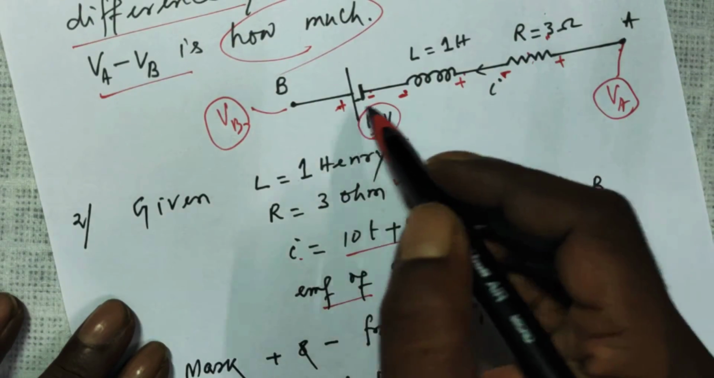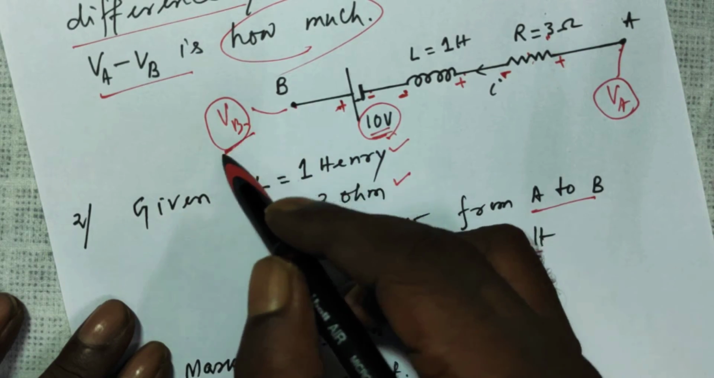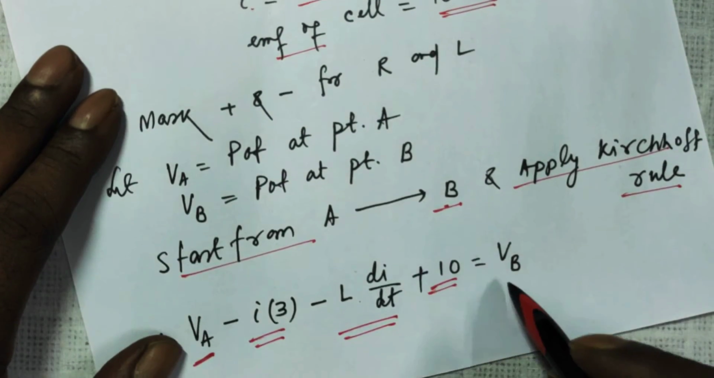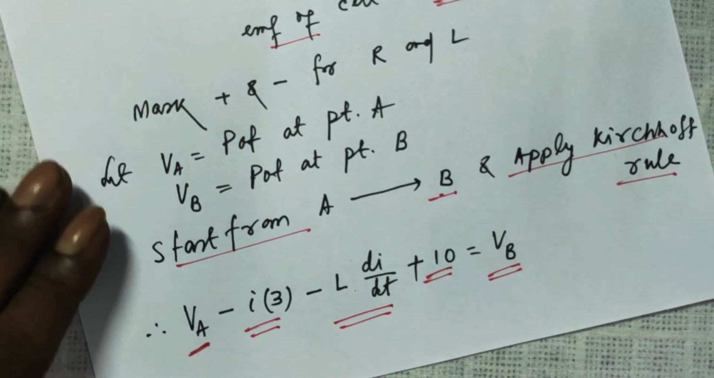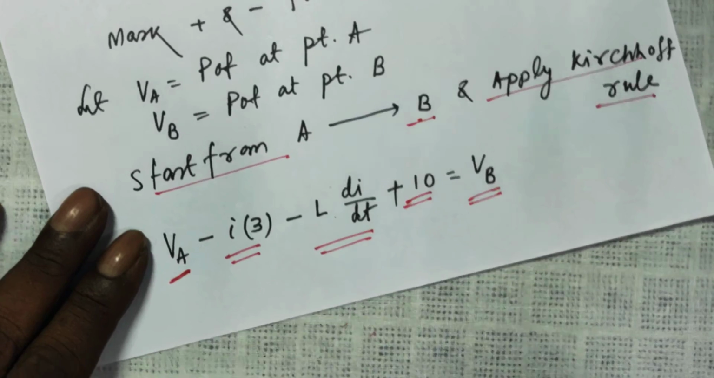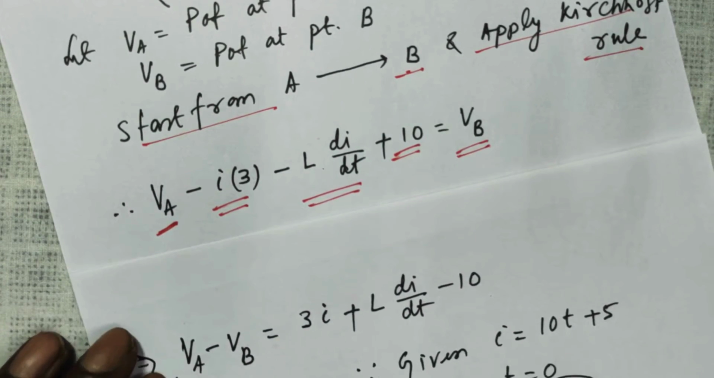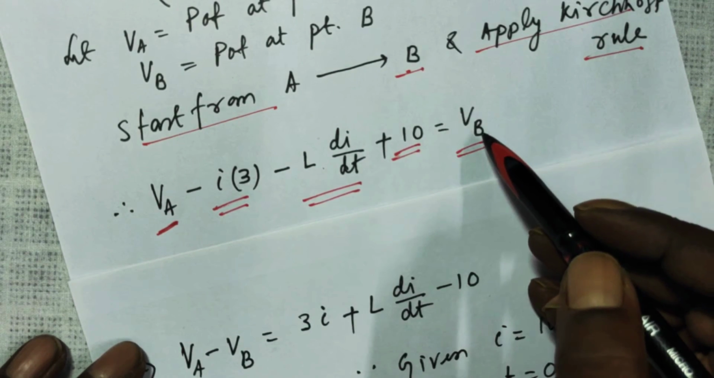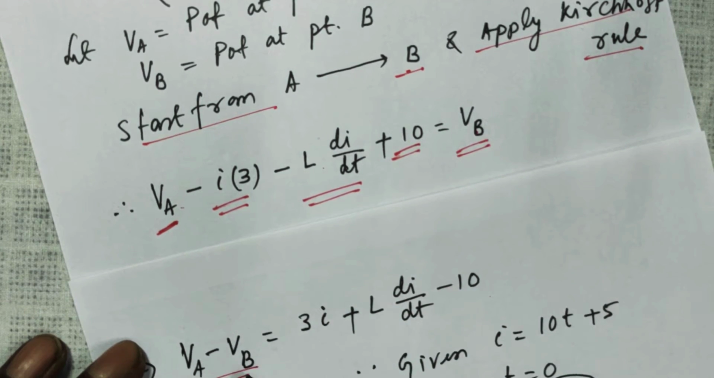And I arrive at B, that is your potential at B. So that is equal to VB. And now it's very simple. Now you make the side changes, it is VA minus VB. So bring this VB to this side, VA minus VB.